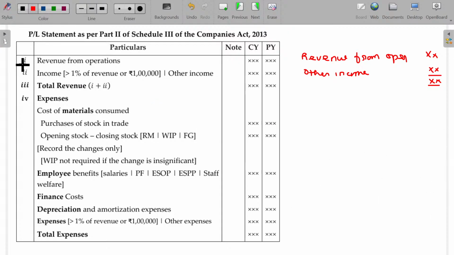Okay, revenue from operations and income. If the income is more than 1% of revenue or 1 lakh, then it should be separately stated with its own name for which this income is received. Otherwise, if the number is very small, then you can group it and show this as other income. This is what about the total revenue.